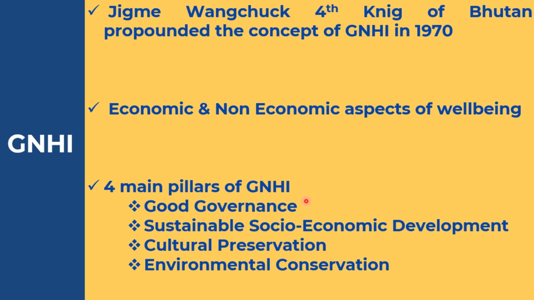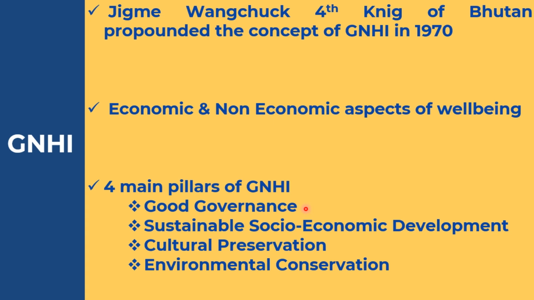The first pillar is good governance. Good governance means the functioning of the government to maximize the well-being of the people. How the government of a particular country is taking decisions for maximizing the well-being of the people. What are the mechanisms working in the country for maximizing the happiness of the individuals?